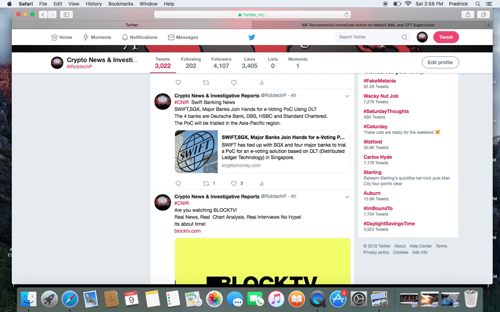SWIFT is really trying to step up and really trying to move into distributed ledger technology. They don't want to be left behind. They've got 11,000 banks. They don't want to lose their clients. So they're doing everything they can to hold on and try to move to distributed ledger technology.